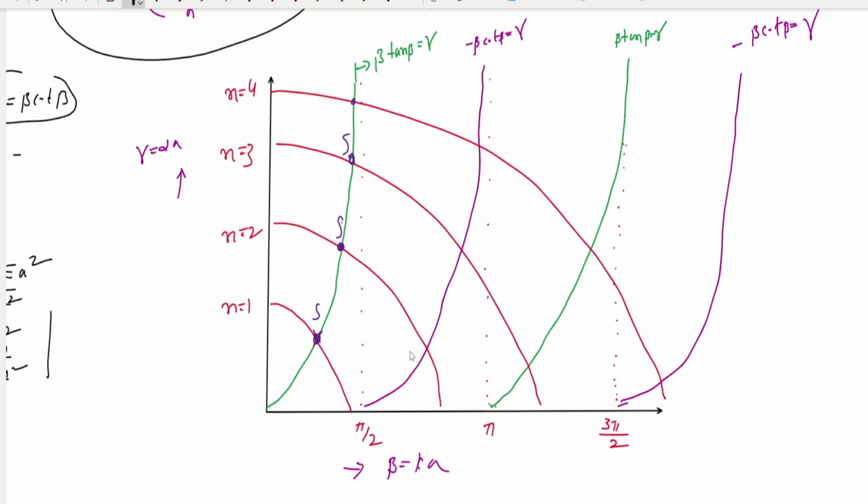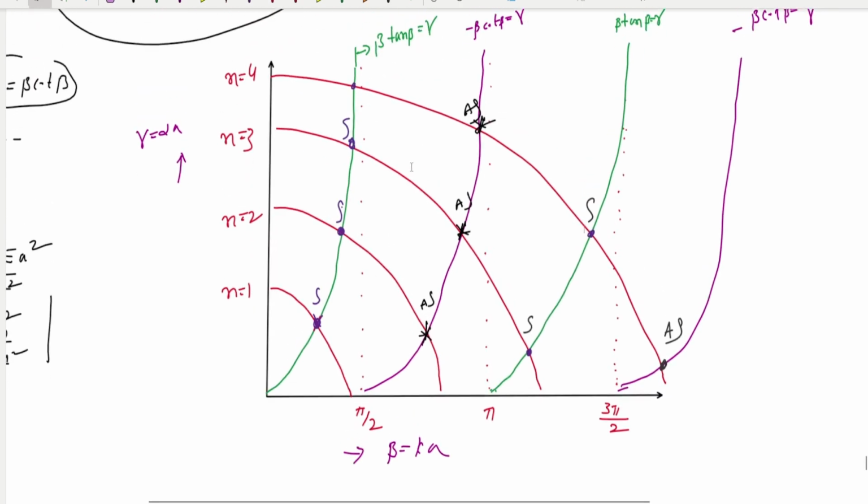And the stars are there, right? Stars are anti-symmetric intersections. These dots are symmetric, and this is anti-symmetric. This is symmetric intersections: two curves are joining at one place. Okay, intersection is there.